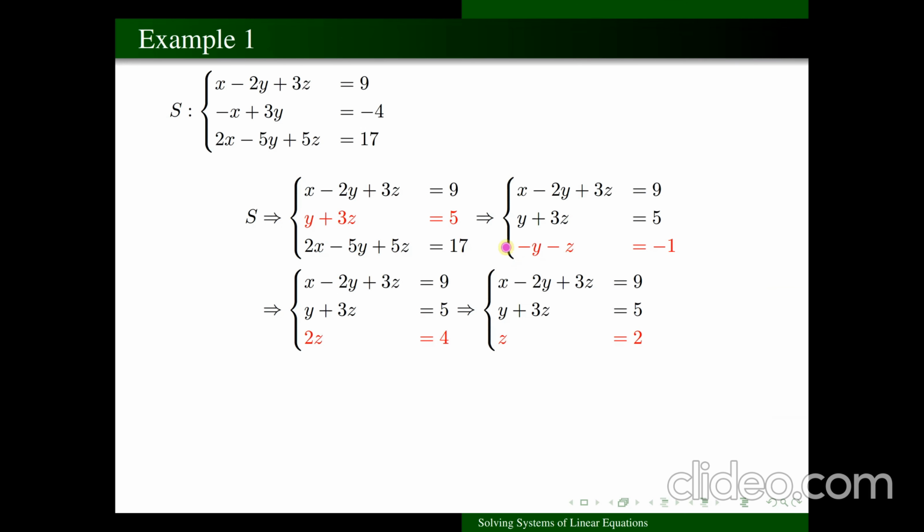To illustrate, let's consider this system S. We have a system with three equations and three variables x, y, z. There are several ways to begin, but we would like to use a systematic procedure that can be applied to large systems. The first step is to make sure that in the first equation, the coefficient of the first variable is equal to 1. So in our case, we are done. Otherwise, we interchange the first equation with a suitable equation.